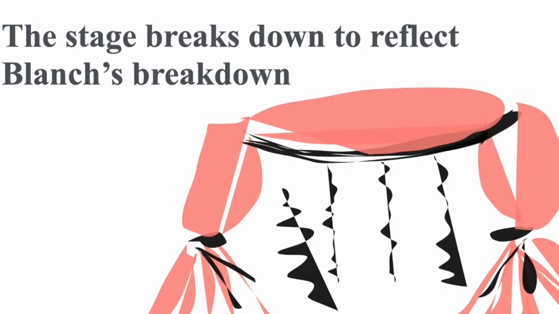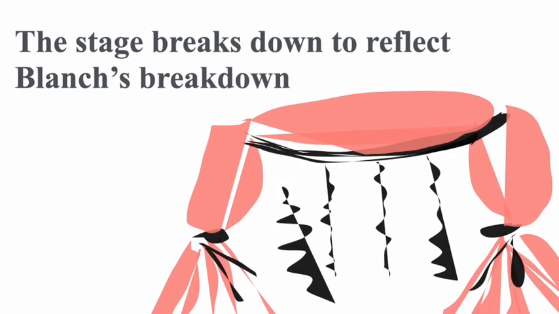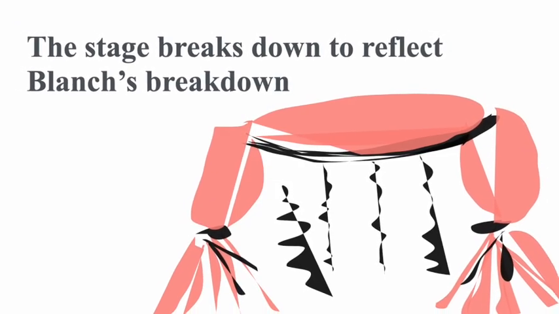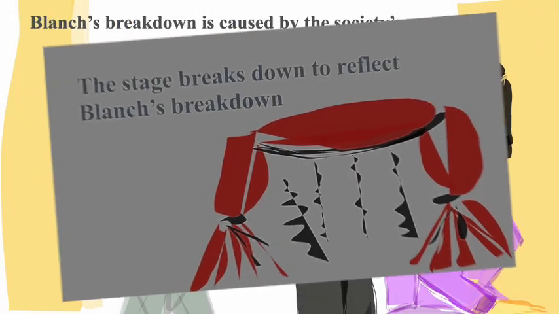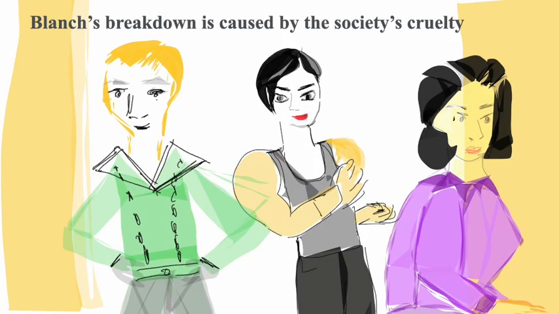Tennessee also reflects the gradual breakdown through the stage atmosphere. At first, scenes are relatively normal. Gradually, the light dims, the sounds intensify, and tension rises. By the end, everything feels distorted and overwhelming. Eventually, the stage itself breaks down, along with Blanche's mind. In this way, the audience does not see disability, they experience it emotionally.